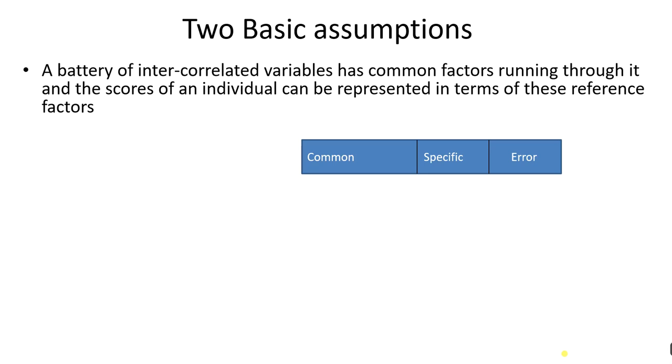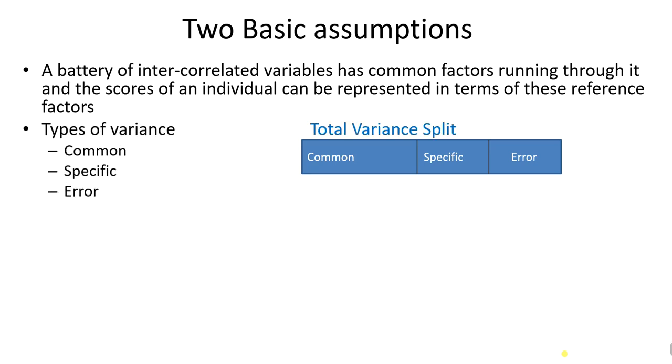So this assumption says that first there are two parts of this. The first, that when we are working with a set of intercorrelated variables, the assumption is that there are some common factors underlying it. And if we know those common factors, then the individual scores can be represented in terms of these reference factors. In the next slide, I will explain this more clearly with one example.